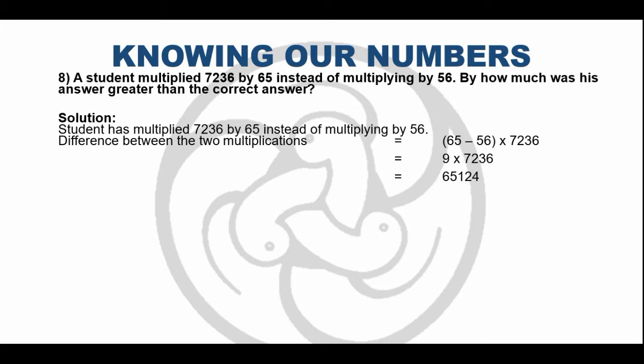So how much greater is the answer? We have to find that. That means first we have to find the difference between the wrong multiplier and the correct one. So what is the difference, 65 minus 56? That is 9. So 9 into 7,236 equals 65,124.